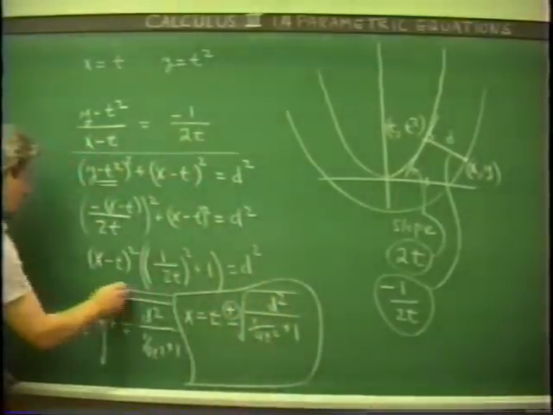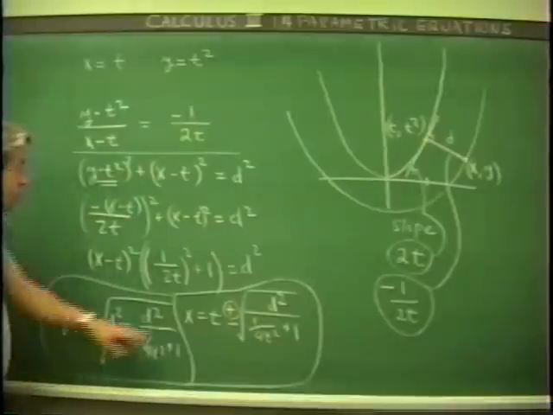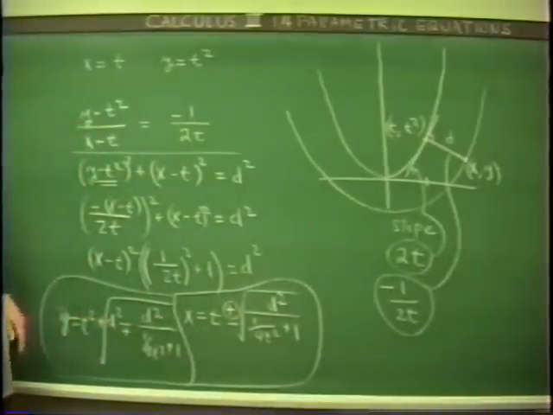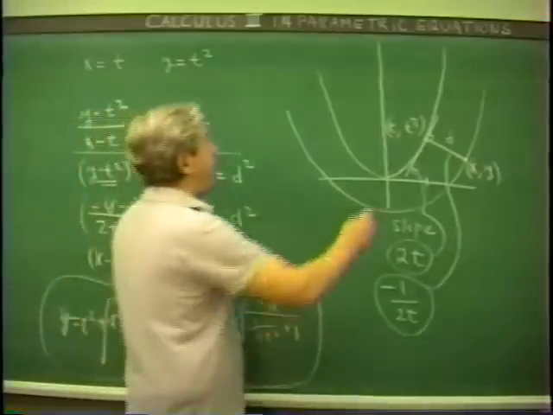Right? So here what we have then are our parametric equations for x as a function of t and y as a function of t.